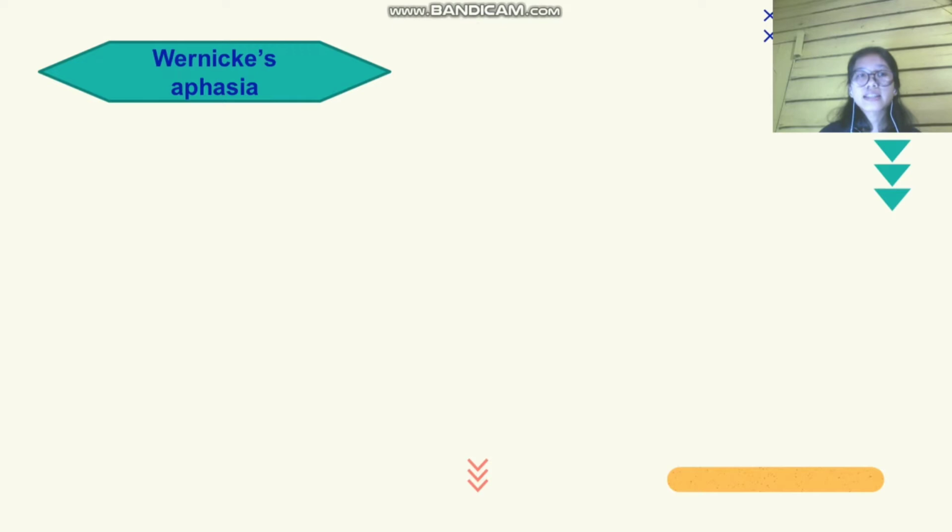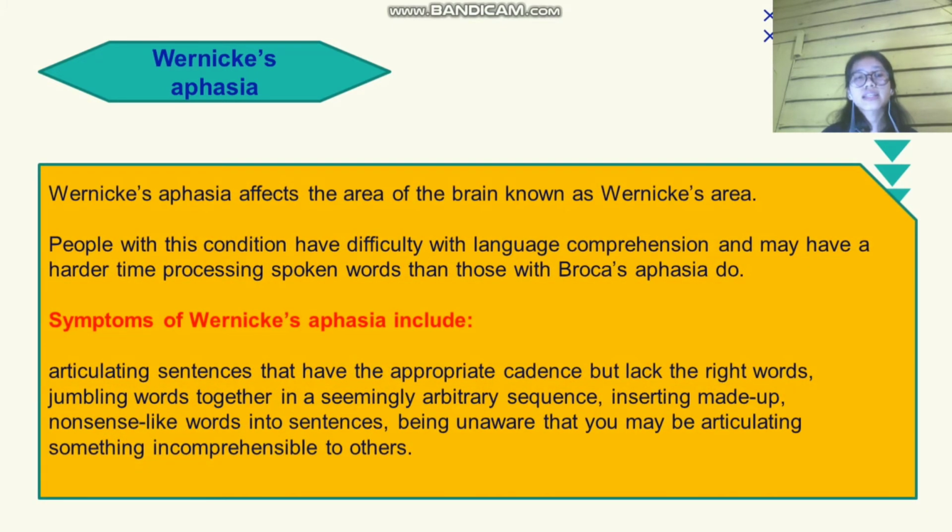Next is Wernicke's aphasia. Wernicke's aphasia affects the area of the brain known as Wernicke's area, which is located on the left middle side. People with this condition have difficulty with language comprehension and may have a harder time processing spoken words than those with Broca's aphasia do.